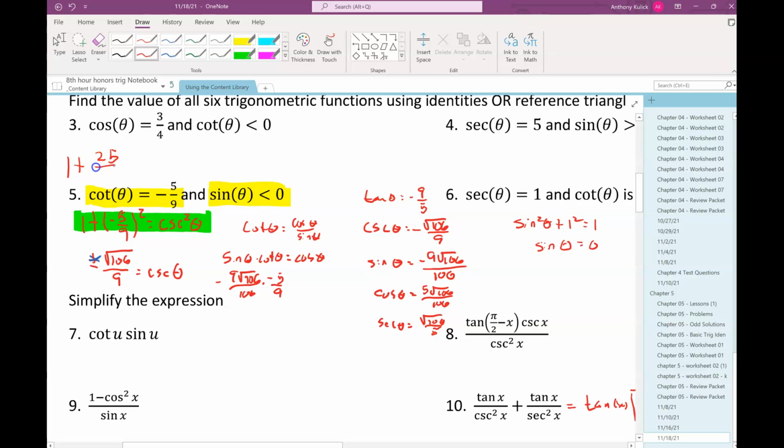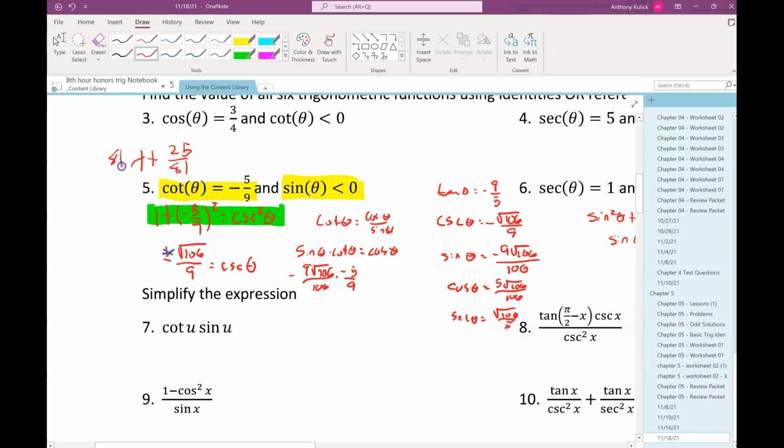So negative 5/9 squared is 25 plus 81, right? Or 25/81. Make a common denominator, right? Add fractions. So I have 106/81 equals cosecant squared. Square root both sides. Square root of 106 is root 106. Square root of 81 is 9. And it's plus or minus because I had to square root both sides. Is that okay?